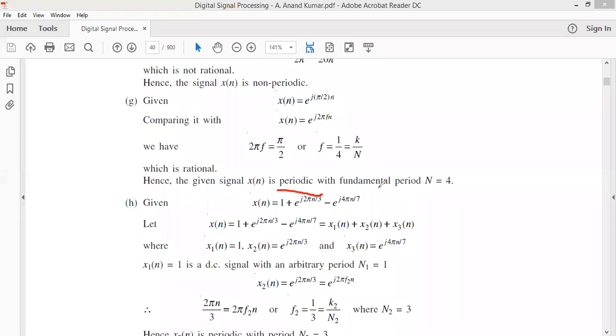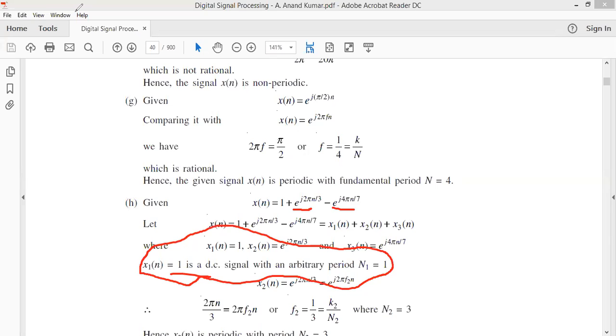Now you have a sum of three signals. The first signal is 1. If it is 1, it is a DC signal. What is the period of that signal? It will be 1. And for all the others, anyway pi is present, so you will be getting periodic signals only. So the second signal and third signal are also periodic signals.